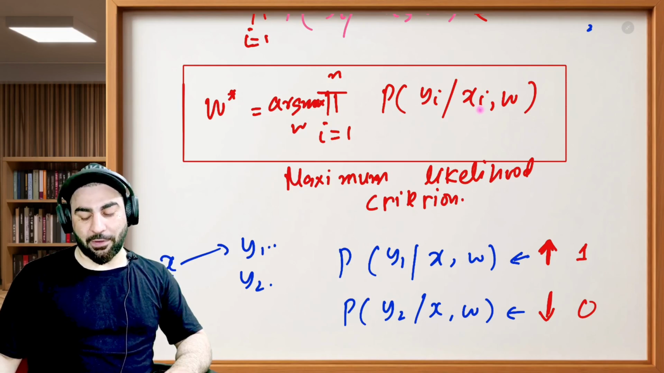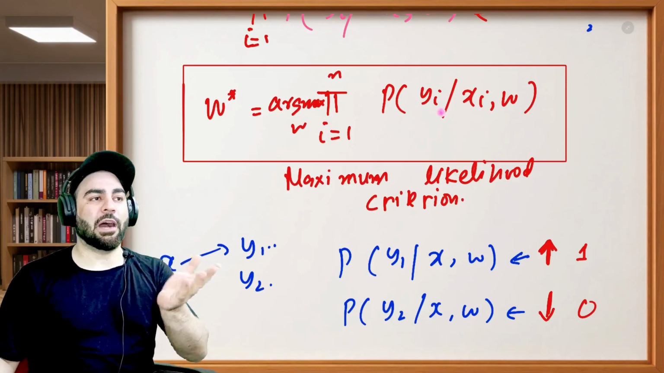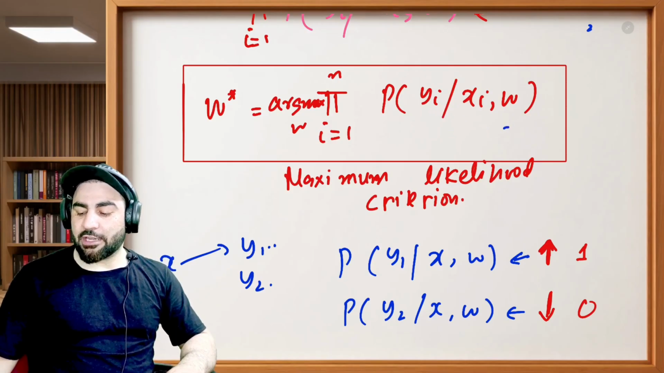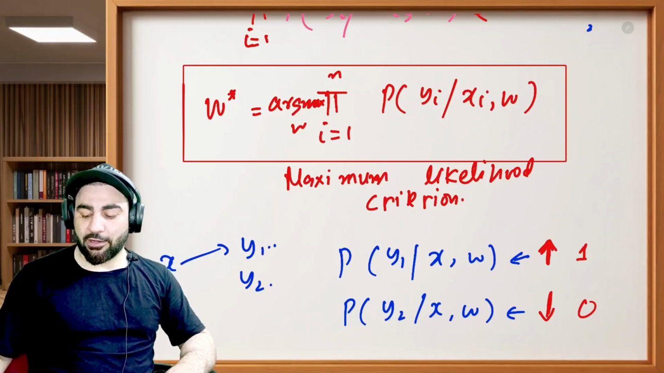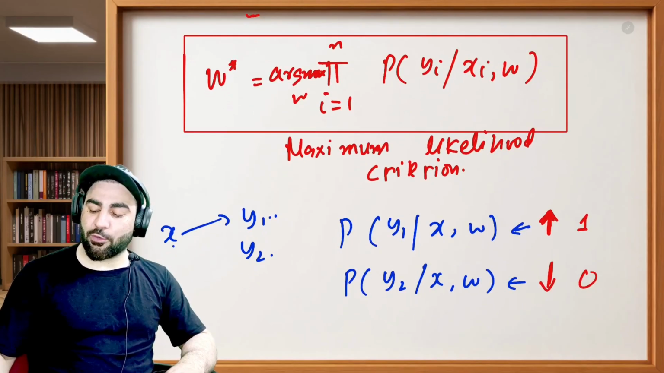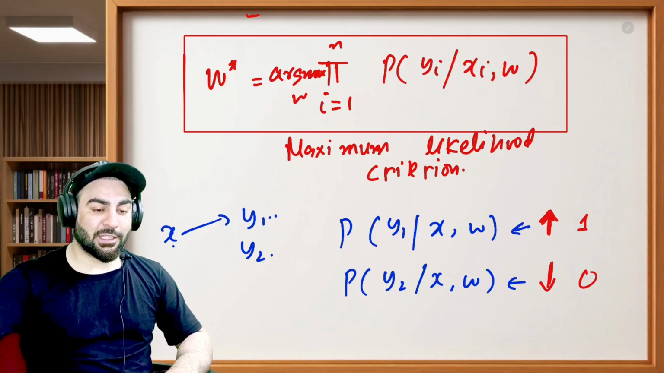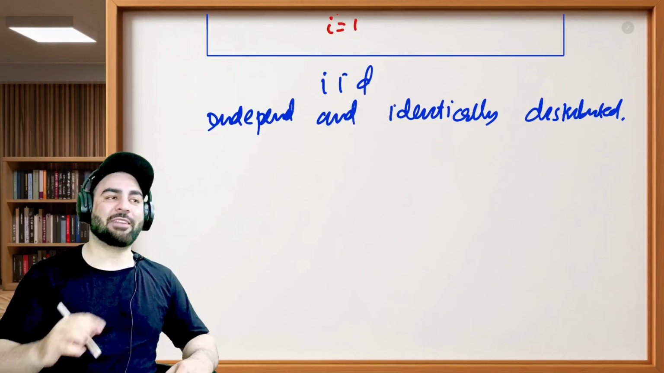For a particular xi, the corresponding yi should be given the most probability. All others, let's suppose this is yj, the probability of some other yj given xi should be given less probability. That's what I told over here. Everybody satisfied with this? And this thing over here is called the maximum likelihood criterion. Any questions on this?